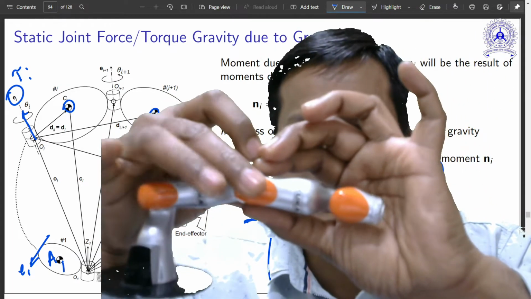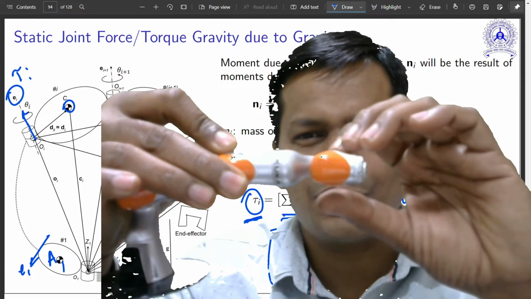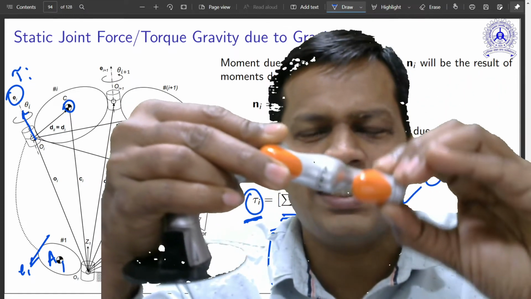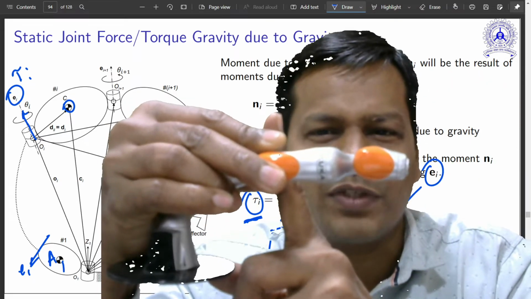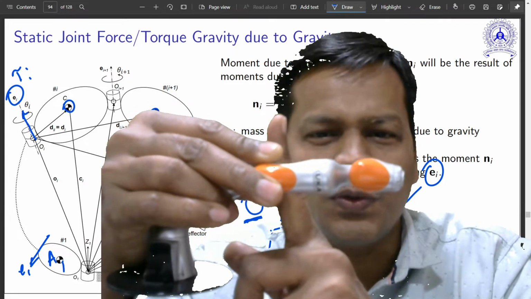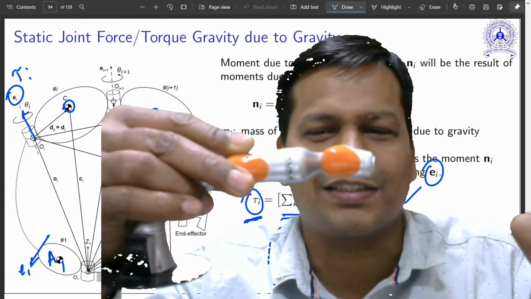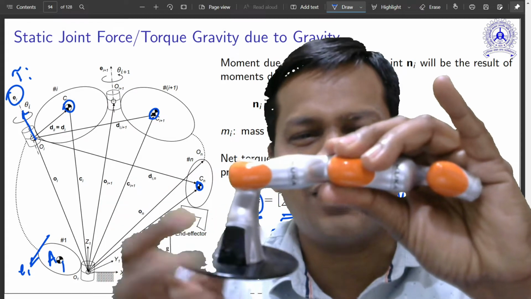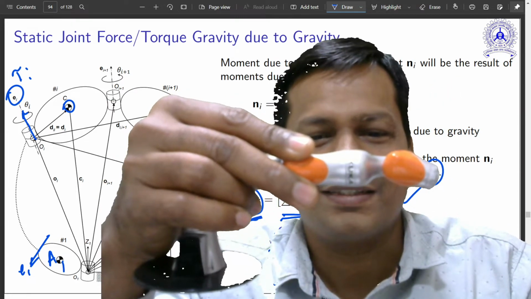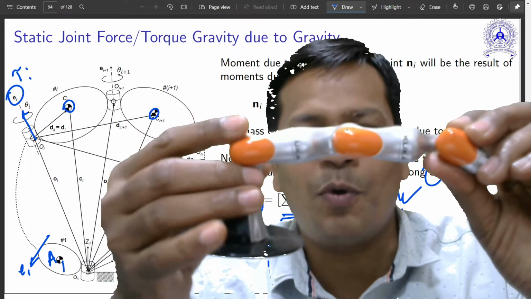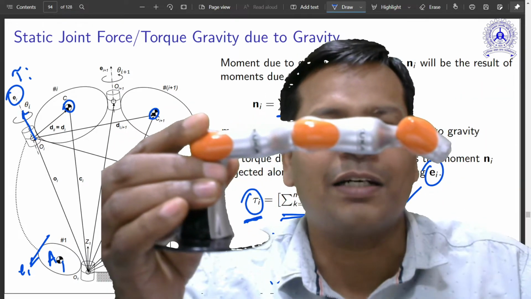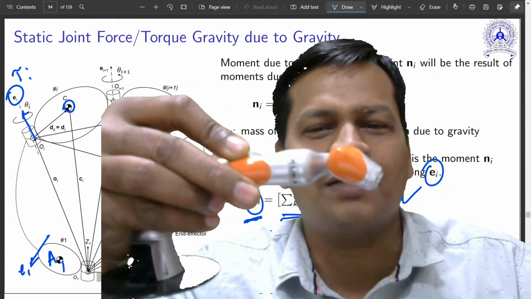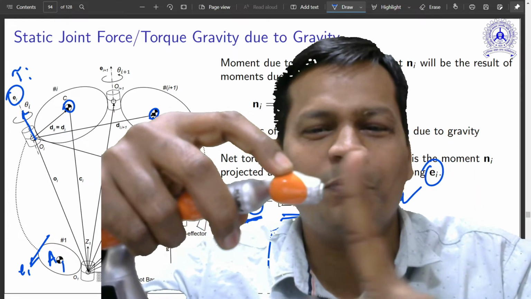But if I take this joint into consideration, all the load that comes after this creates a moment over here. So the moment over here will be due to all the links that come after this, is it not? Anything before that is not going to create a moment over here. Got it? So that is the reason. The moment over here is because of all the links that come next to this.